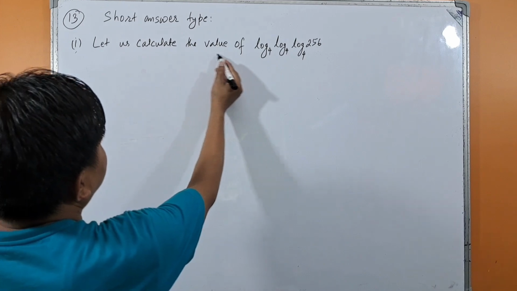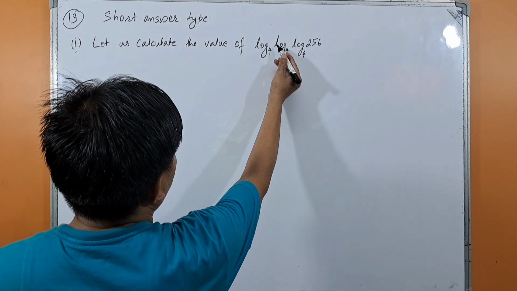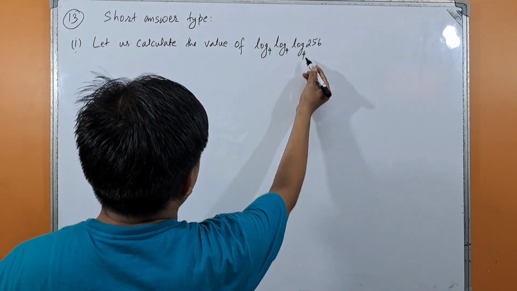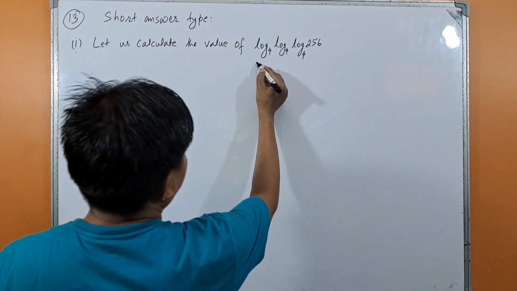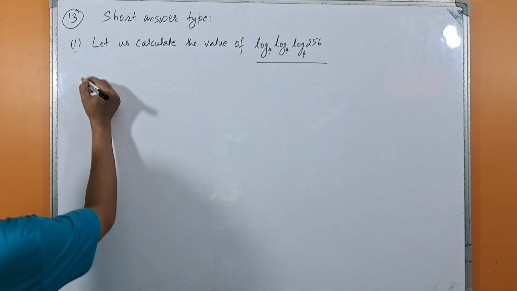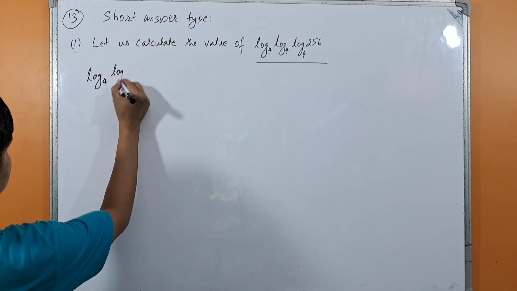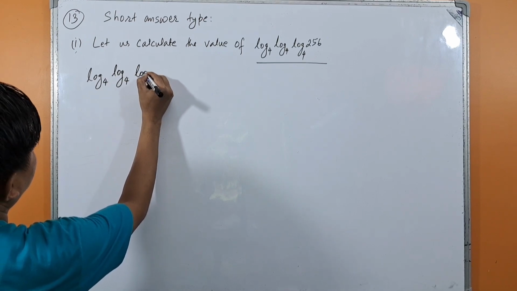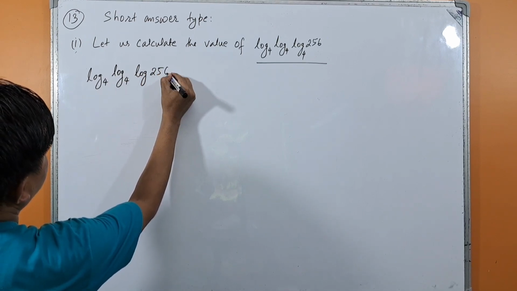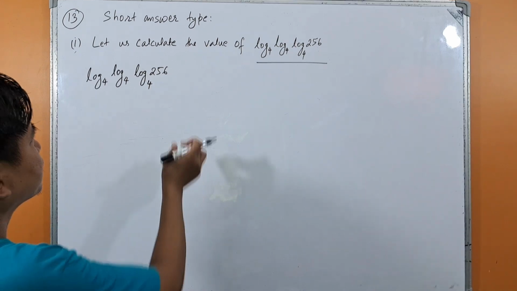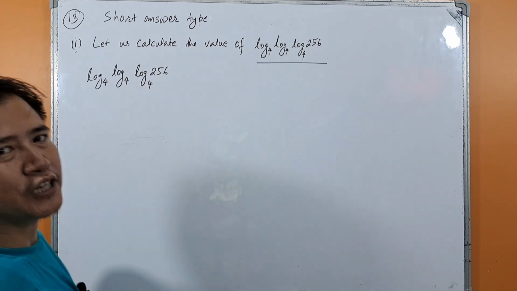Let us calculate the value of log to the base 4, log to the base 4, log 256 to the base 4. So we are asked to calculate the value of this expression, isn't it? Now let us find the factors of 256 in terms of 4.